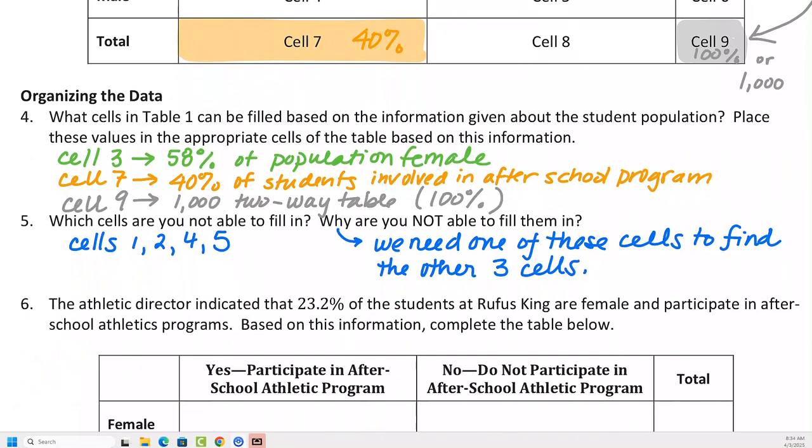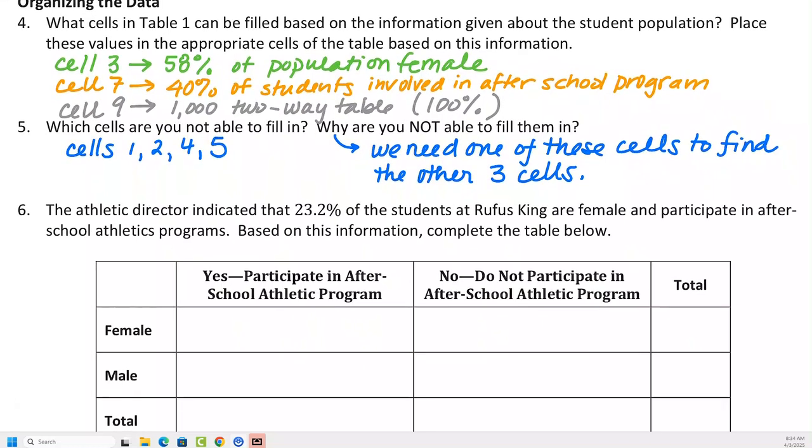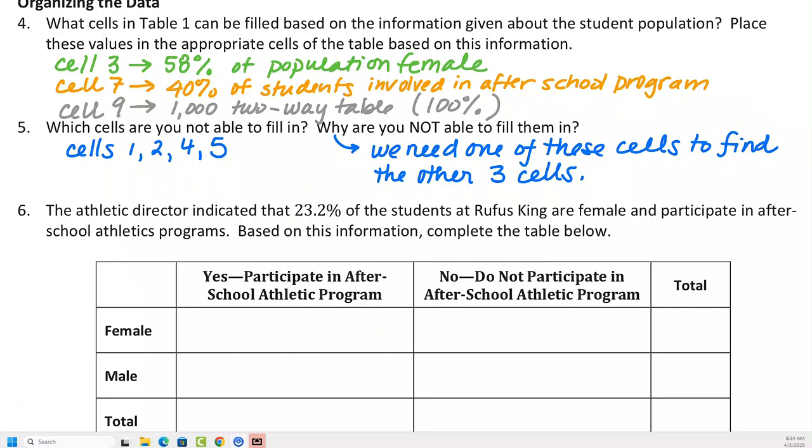Okay, so I'm going to come down here. It's going to give us one more piece of information about the athletic director. It indicated that 23.2% of the students at Rufus King High School are female and participate in an after-school program. Based on the information, complete the table below.